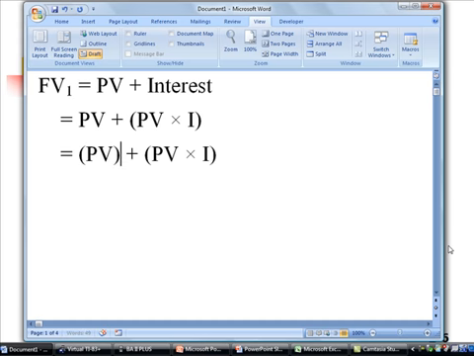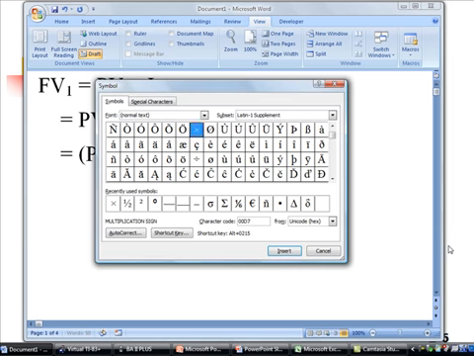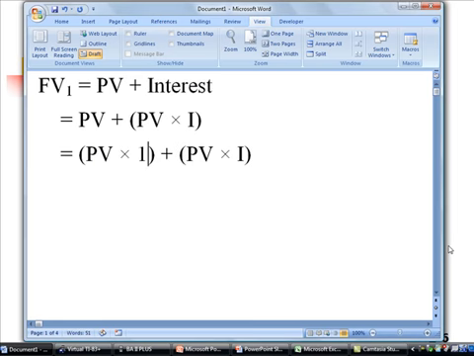Now what I'd like to do is modify this formula just a little bit, not very much, but I'm going to change this initial PV over here to PV times 1. Alright? And now I have PV times 1 and I have PV times I. Well, we can factor out the PV, and that's just going to be PV times 1 plus I. I want you to be very familiar with that method, multiplying by 1 plus the interest rate.